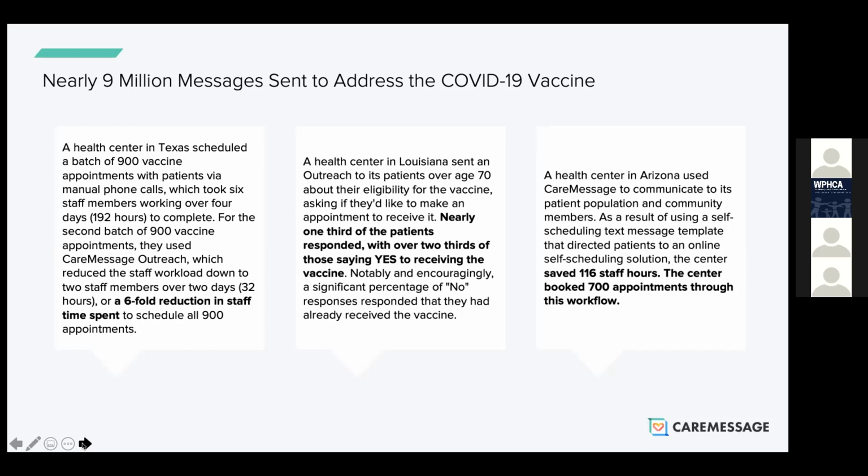There's another FQHC in Louisiana that sent an outreach about the vaccine to eligible patients over the age of 70. Nearly 1/3 of them responded with no, because most had had the vaccine, with 2/3 responding yes to receiving the vaccine. So we thought that was great. And then the last one, an FQHC in Arizona, used a self-scheduling template. We're seeing that more and more, especially for the vaccine, just to push something out so people can pick an appointment time. And they used it to schedule 700 appointments, and they saved over 116 hours.